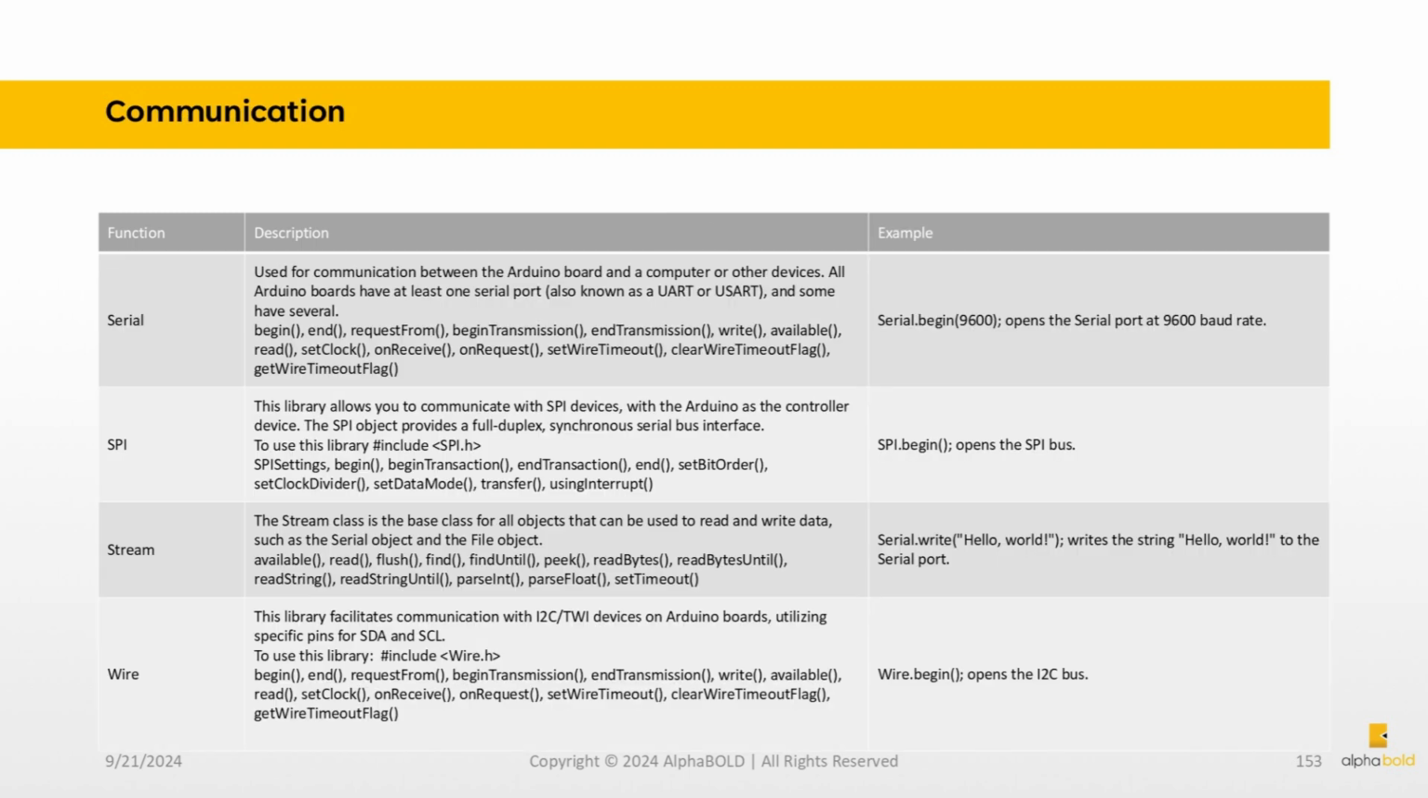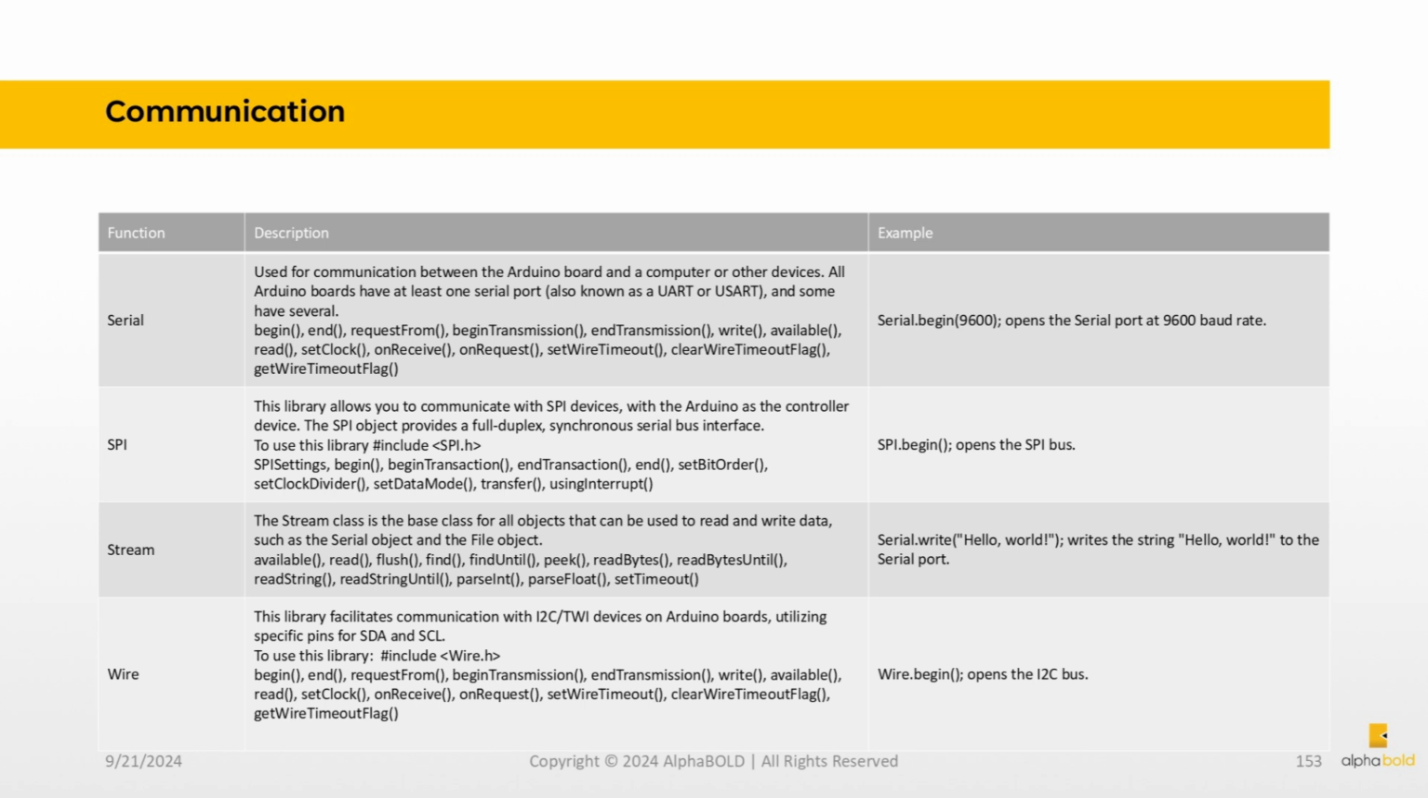Communication functions enable data exchange between the Arduino board and external devices. Serial is the primary method for communication with a computer via USB. Functions like Serial.begin initialize the serial port at a specified baud rate. Serial.write sends data, and Serial.read receives data.